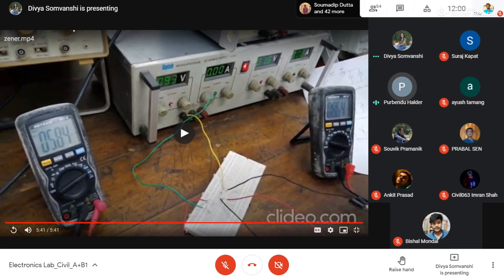Ma'am, after the breakdown voltage, the current increases, but the display decreases also. The numbers keep on decreasing. Which number? Your current number? Current, yes, ma'am. When the current increases, then suddenly it decreases. The value is constantly decreasing. No, it is increasing. At a point it is increasing, but when the voltage is kept constant, it starts decreasing. Okay, but this is your observation, but let's see again.